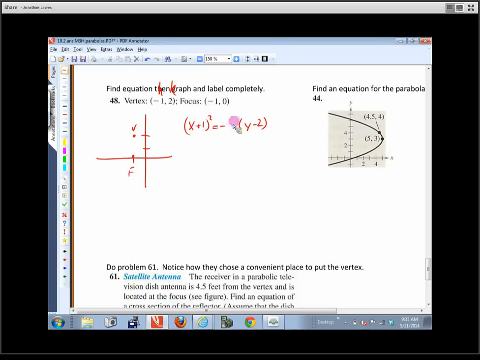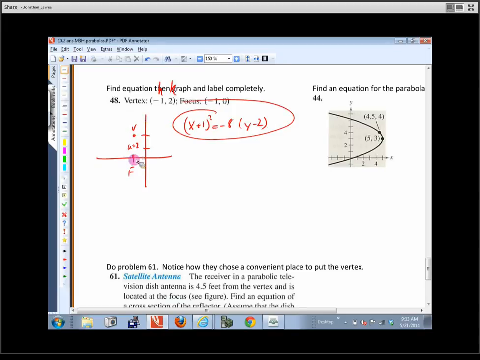How do I figure this out? It's going to be 4 times a, and what is a? In this case it's 2, because remember, if we look at the equation, a is the distance from the vertex to the directrix and from the vertex to the focus. But if I have the vertex and the focus, I can figure out what a is. So a in this case is 2. I'm going to put a 2 right here, or I'm just going to do this, -8. There's the equation, correct?